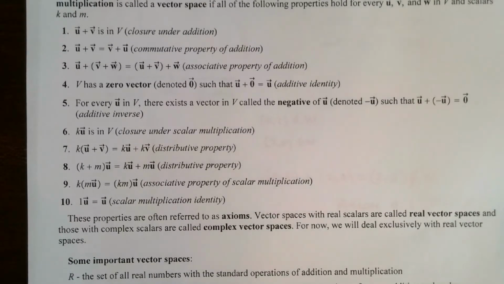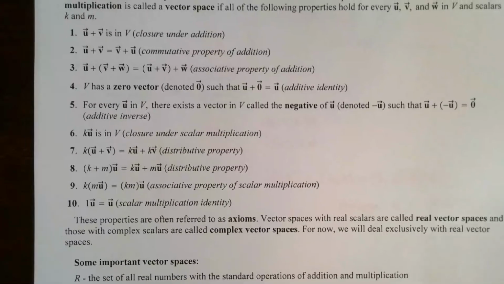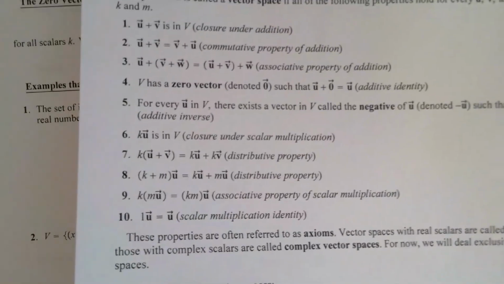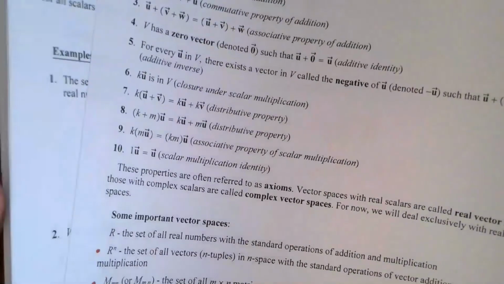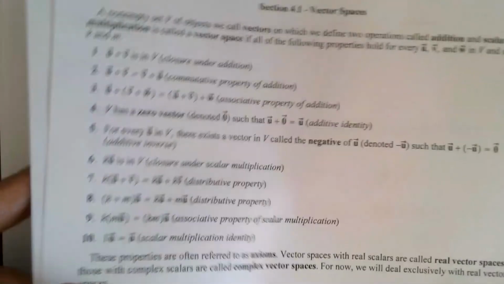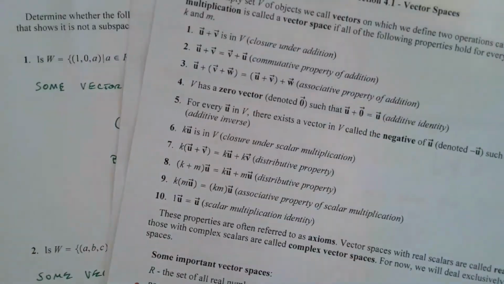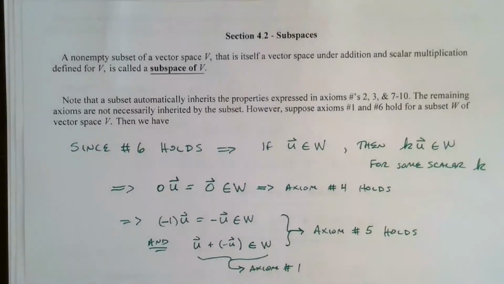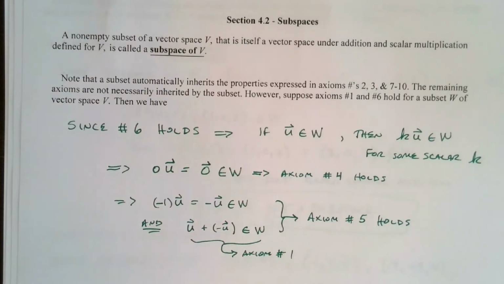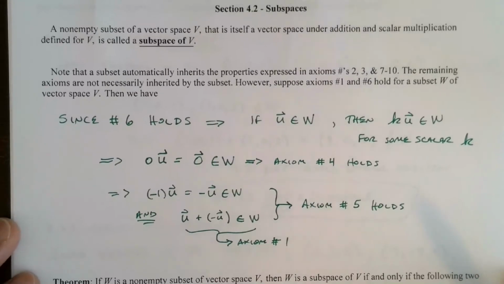What I do want to do is focus our time on Section 2 of Chapter 4, which deals with the concept of a subspace. And so we started that discussion. A non-empty subset of a vector space V that is itself a vector space under addition and scalar multiplication defined for V is called a subspace of V.